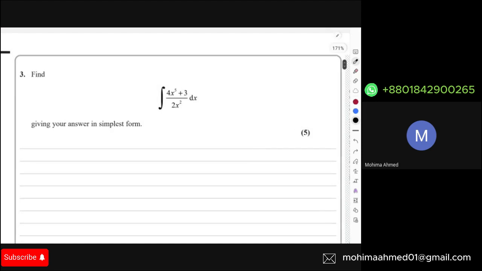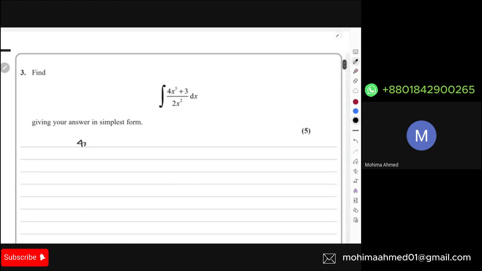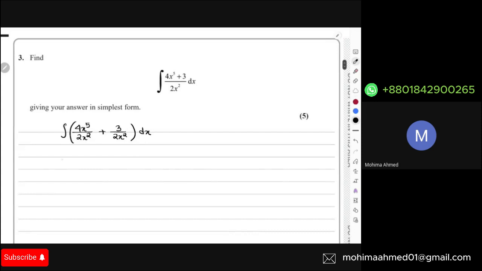This is simple integration. We did this in the last class also, right? I have to just separately divide the numerators with the denominator now. So we have 4x power 5 divided by 2x square plus 3 divided by 2x square dx integration. So eventually I'm going to get how much? 4 over 2 is 2. x power 5 minus 2 is 3. So you get 2 x power 3 plus 3 over 2 x power minus 2.